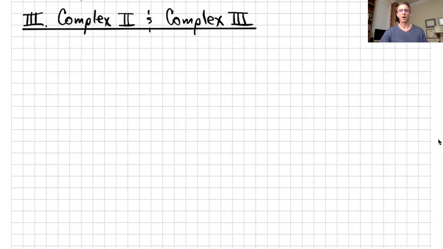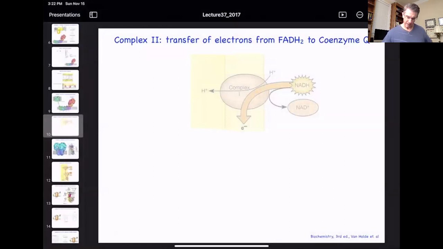And then once we get through complex 2, we will have those two bifurcation points, the input from complex 1 for NADH, the input from complex 2 for FADH2, and they both converge on that coenzyme Q pool, which is then going to transfer its electrons to complex 3. So that's what we're going to take a look at here in this video. Okay, so let's talk a little bit again, like I said, about complex 2.